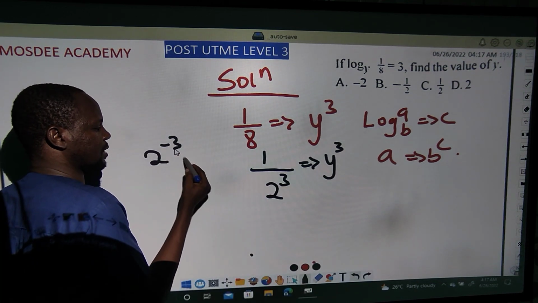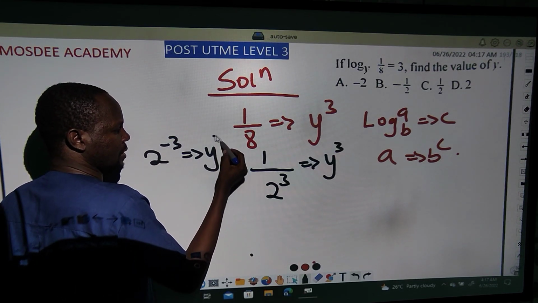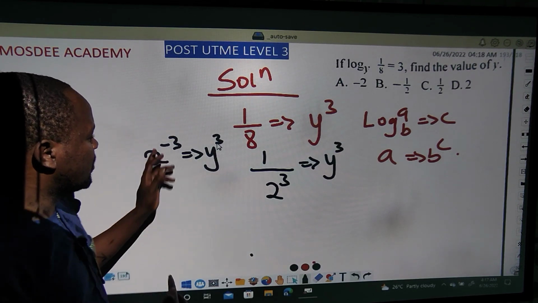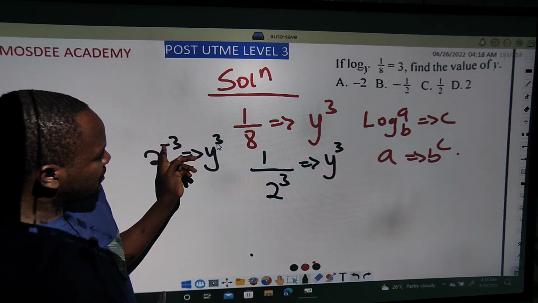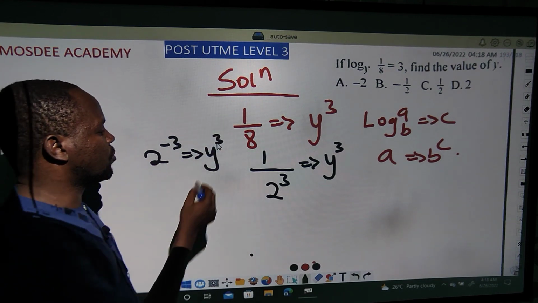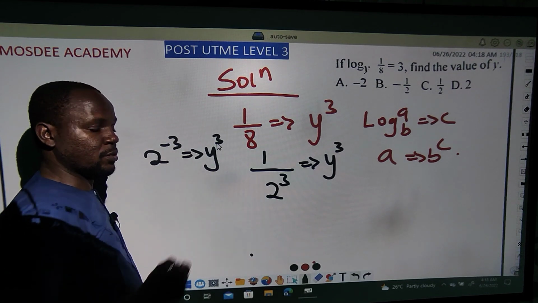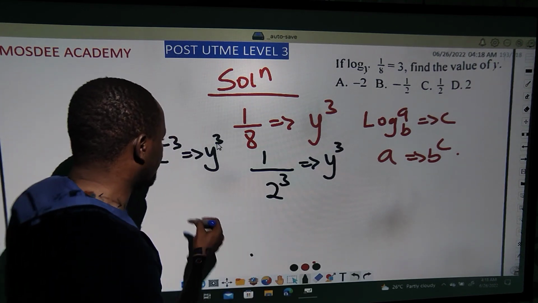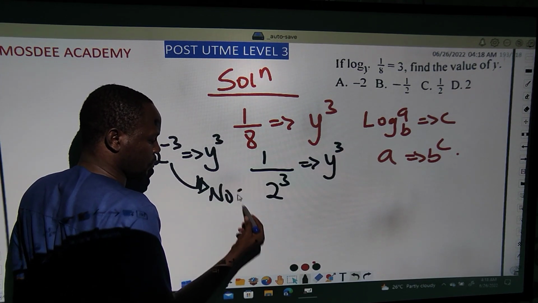2 raised to power minus 3 is equal to y raised to power 3. You cannot equate the powers, because 2 raised to power minus 3 is 1 over 8, and y raised to power 3 is this. If you want to make this minus 3, multiplying both sides by minus will still affect the power. So in this type of situation, the answer to this question is: no solution.